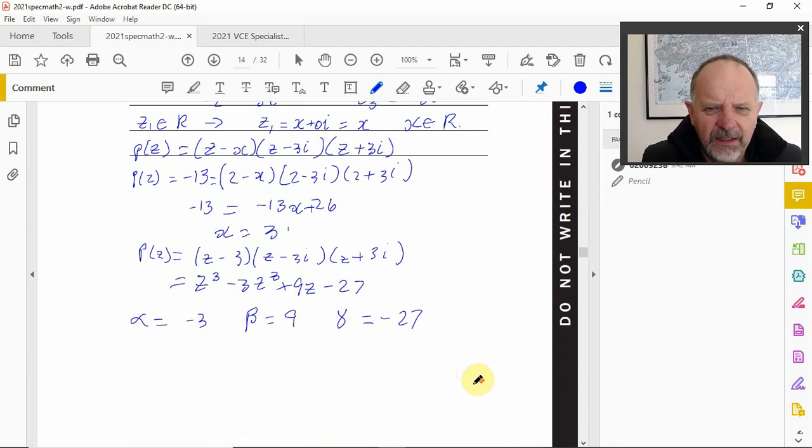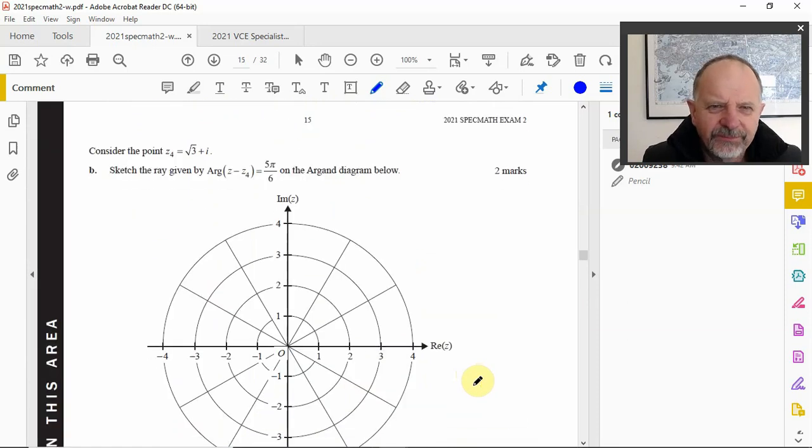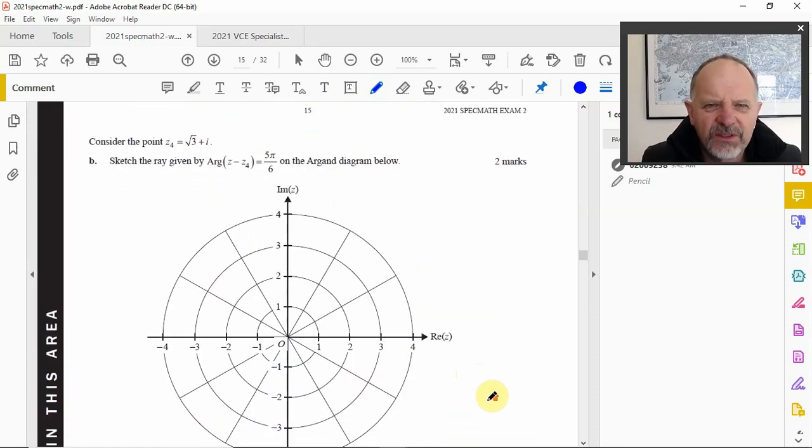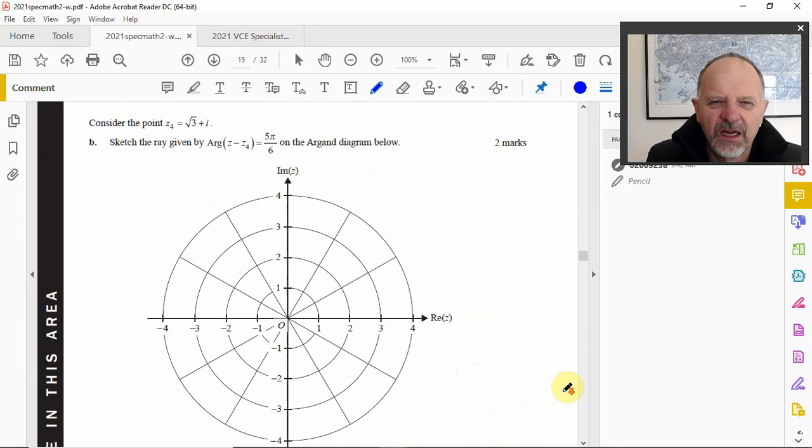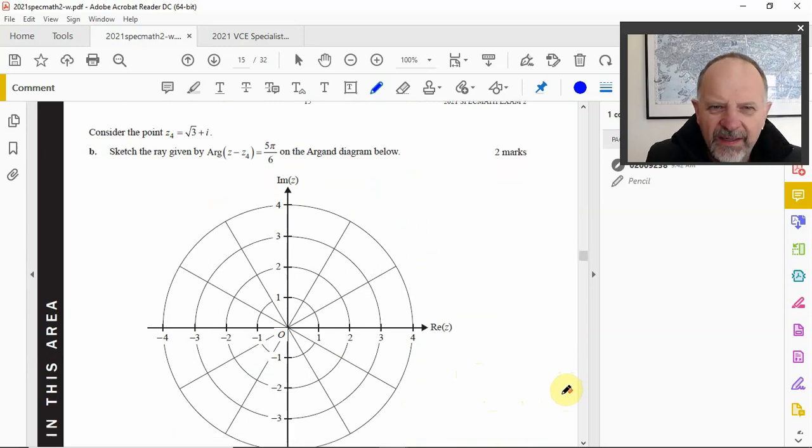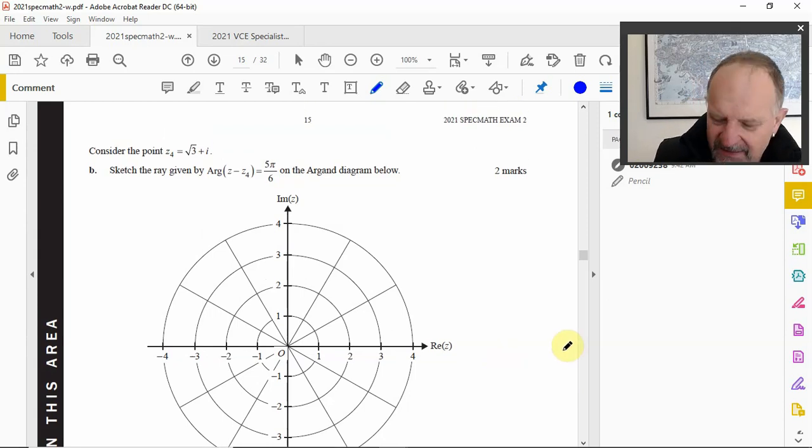All right, next part of this question. Consider the point Z4 is root 3 plus i. Sketch the ray given by arg(z minus Z4) is 5 pi on 6, I should say, not pi on 6. Okay, so where does this thing start? All right, so it's a ray, as we're told. It starts then at this Z4, wherever this Z4 is.